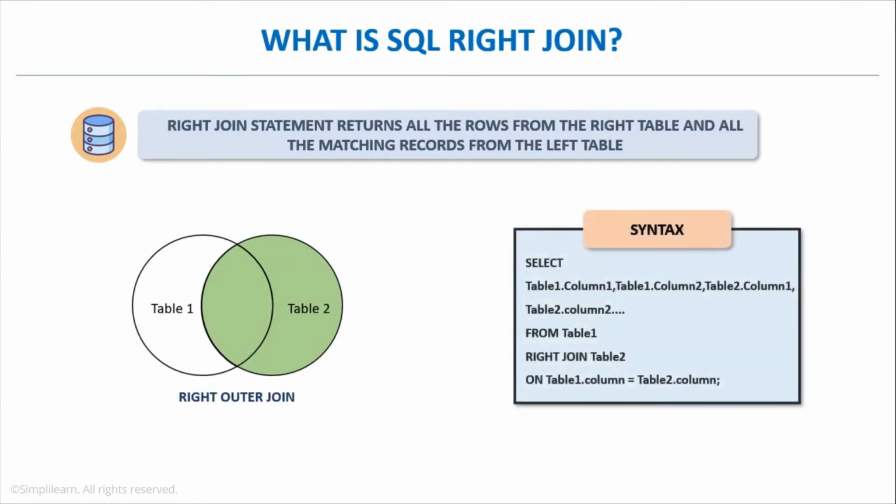Let us now look at the syntax of SQL right join. The syntax is same, and it is followed as select table1.column1, table1.column2, table2.column1, and so on. These are basically the columns that you want to display in your resultant table. From table 1, right join is the keyword we use here. Table2 on table1.column equals to table2.column. Now that we've understood what is SQL right join, let us jump into MySQL Workbench for the execution part.